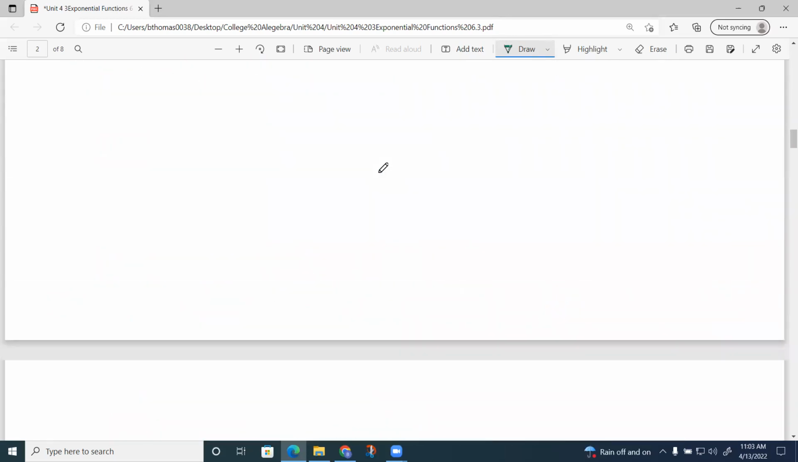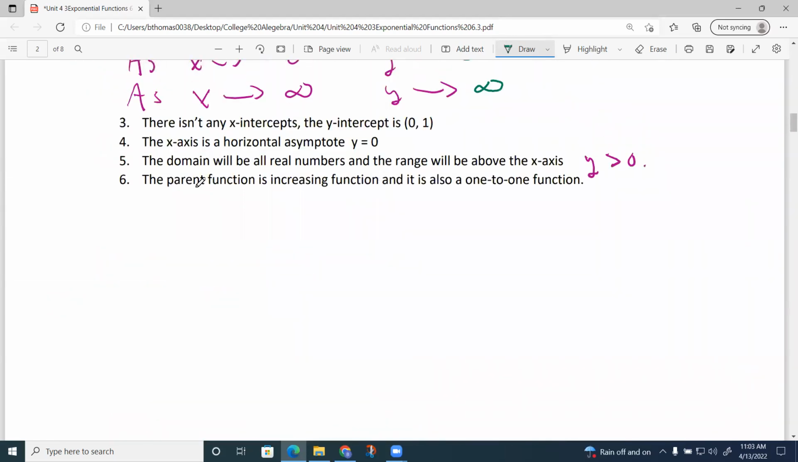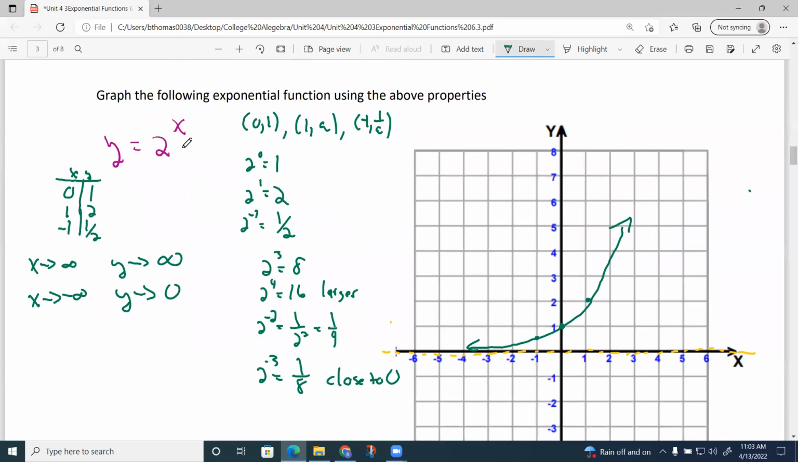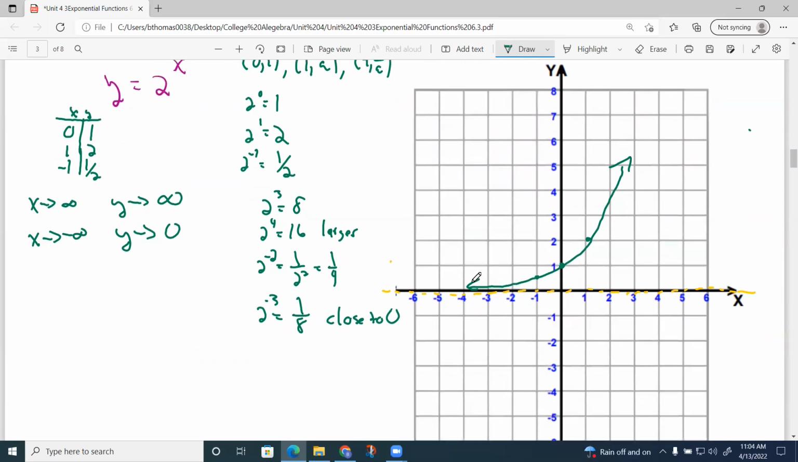So we mentioned that. And then when it comes to the parent function, it's going to be an increasing function. It's also going to be a one-to-one function. So if you look at the graph, where again, this is considered our parent function, no transformations are happening yet. Notice how from left to right, it is going in an upward direction. So that's described as an increasing function. Most graphs, when you talk about behavior, you're looking from left to right for increasing or decreasing. And also it does pass the horizontal line test. So it is a one-to-one function, which is important as we move into the next section.